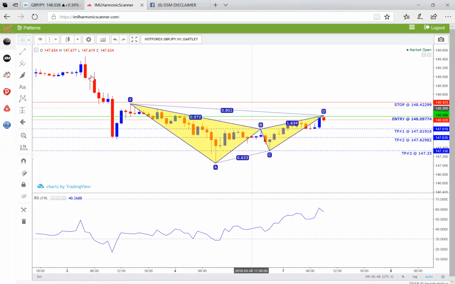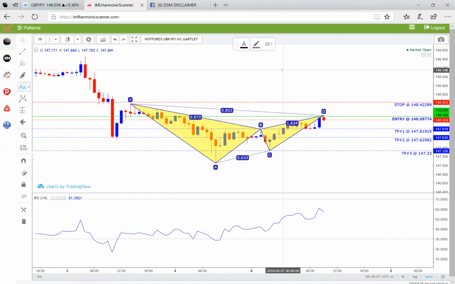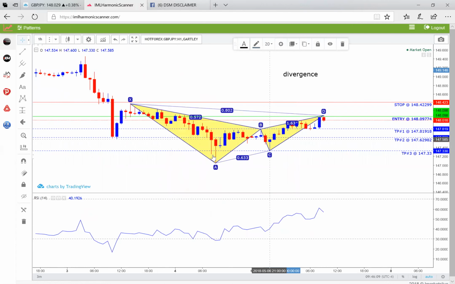So what do I do when I trade with the scanner? The first thing I'm going to do is look for divergence, right? That's what I'm going to look for. Does this pair have divergence? We went over divergence in some of the prior videos. If it has divergence, then this is something that I'm going to want to trade.